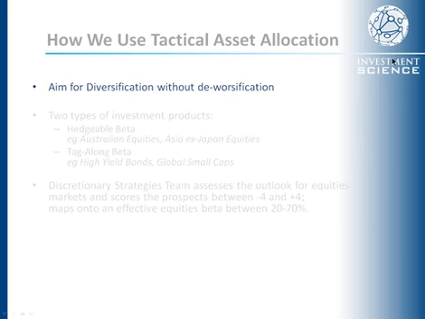The way we use tactical asset allocation, look, from the point of view of what investment products we invest in, we aim for diversification without diversification. What that means is that we're not driven by diversifying by asset classes to achieve diversification, but we particularly want to avoid investing in those asset classes which we think are unfavourable.